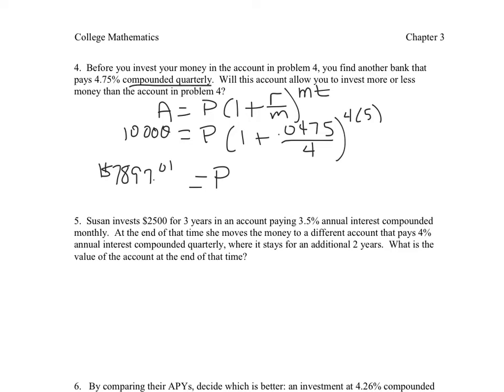$7,897.01. Now, if we compare that to what we found on the other problem, we needed $7,988.52. So this account would allow us to invest less. Our interest rate went up, even though the compounding period went down in number because we went down from monthly to quarterly. The fact that the interest rate was higher meant that we could actually invest less.